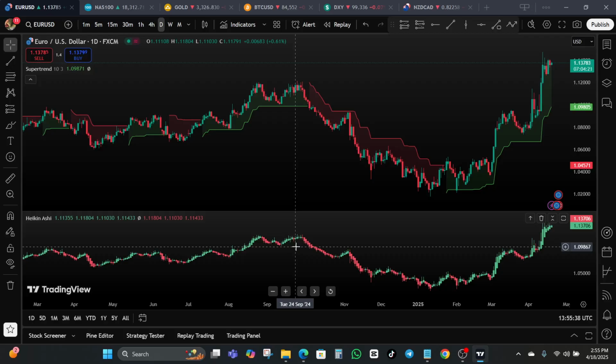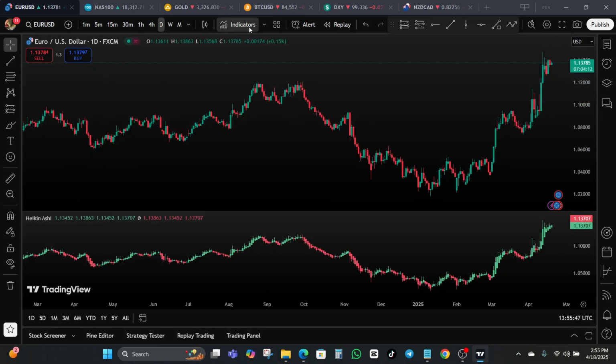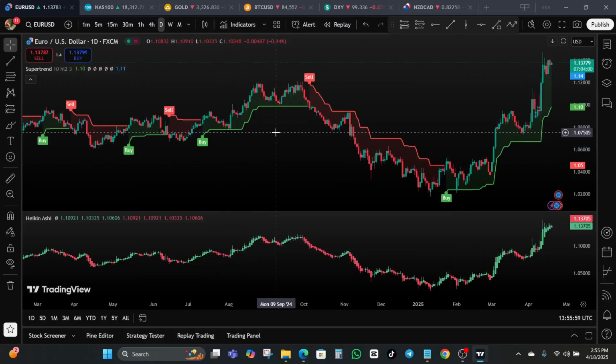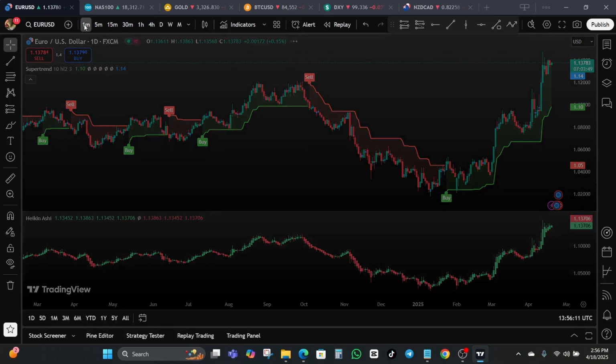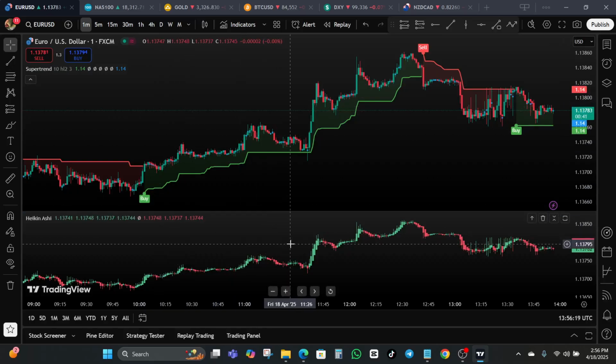Okay, let's use this particular one that gives buy and sell signals. For your strategy setup, the time frame we are going to be using is the 1 minute chart or the 5-minute chart. It works best on the 1 minute or 5-minute charts. Then the indicators we're going to be using are the Heikin Ashi candles and your Supertrend.